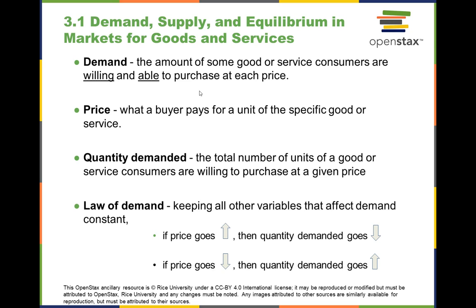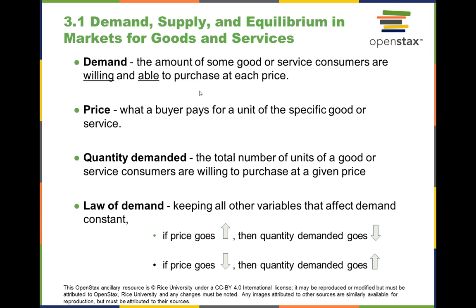Price. Price is what the buyer pays for a unit of a specific good or service. And when we refer to it as equilibrium price, that will be where the two, demand and supply, intersect. Quantity demanded. And this is different than demand, and that's important to remember.